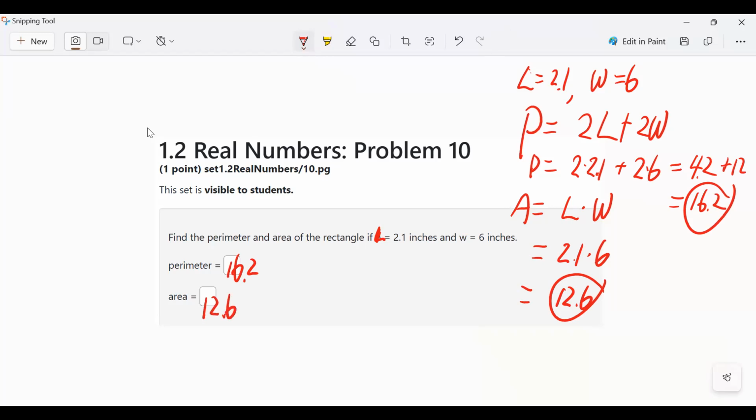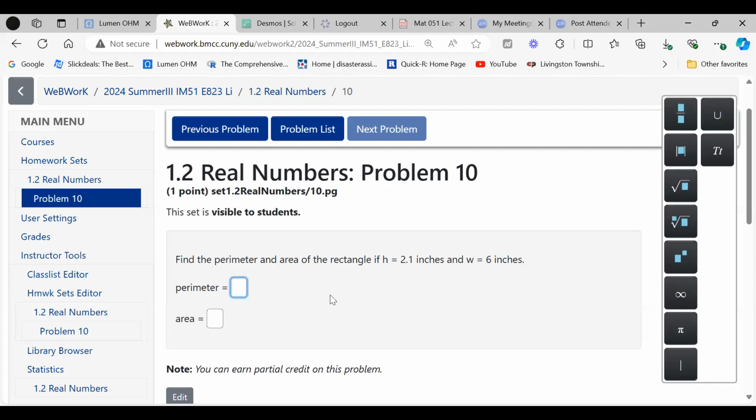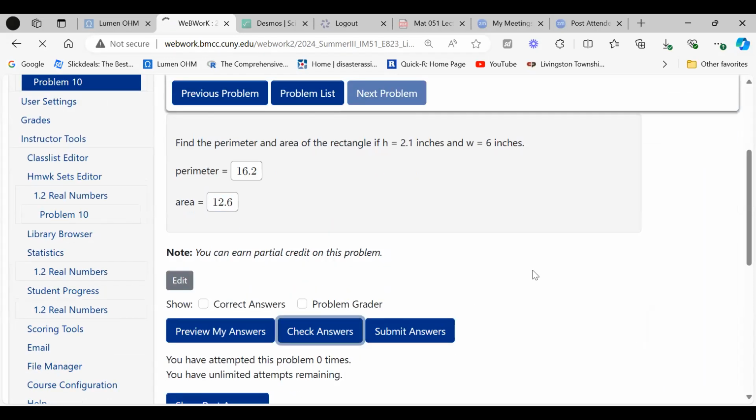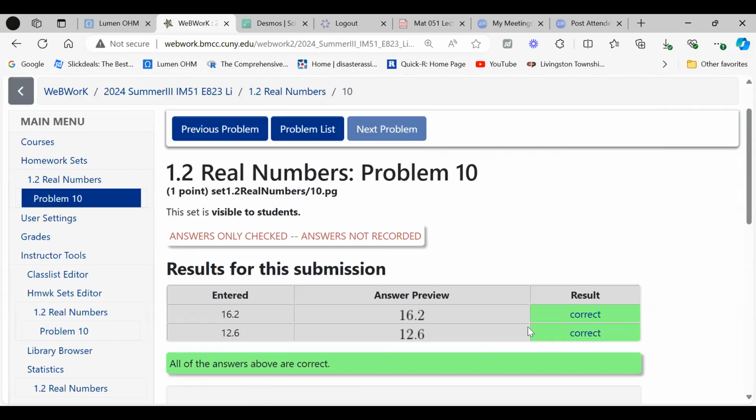So in my version of the question, going back here, let's put in the answers 16.2 and 12.6. Yeah, now we get there. They're both correct answers.